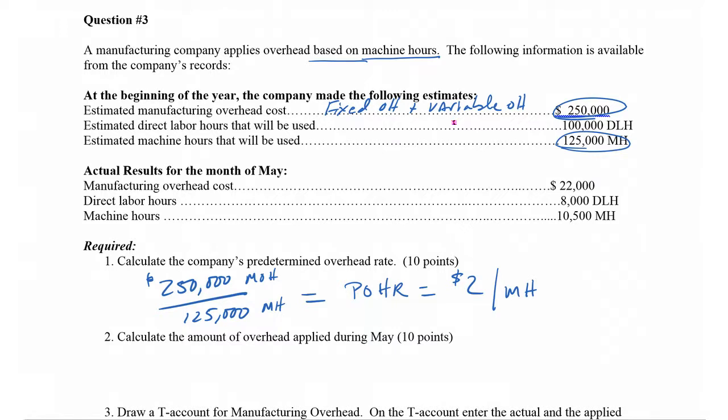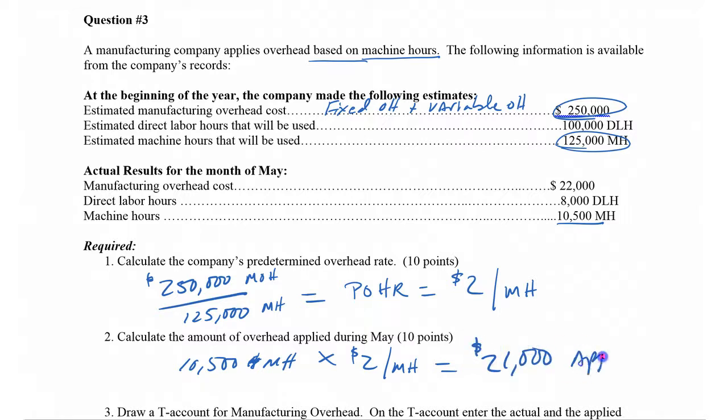Okay, well, how much will be applied to the jobs? Well, we need to see how many machine hours was used during the month of May. Right here it tells us that 10,500 machine hours were used during May. We multiply that times the rate of $2 of overhead per machine hour, and that gives us, my guess is that's $21,000 of applied overhead.